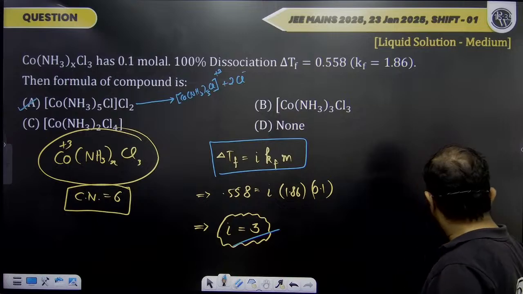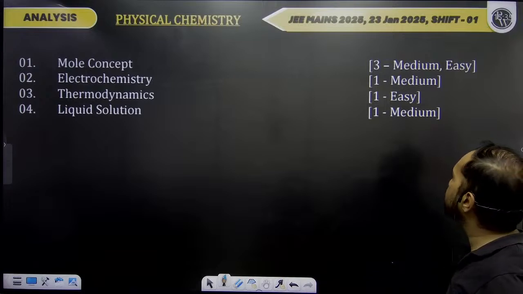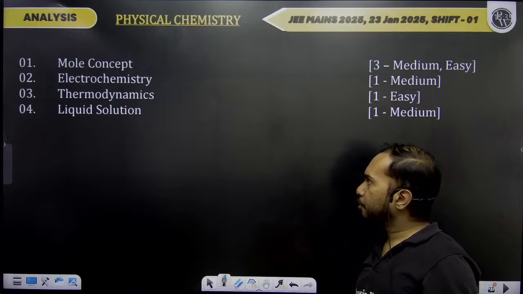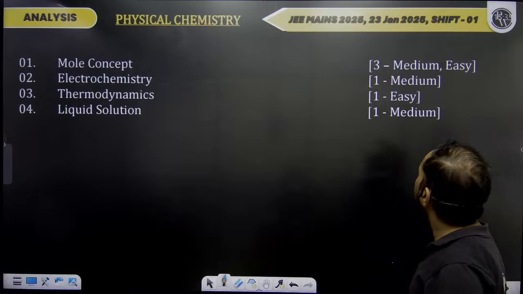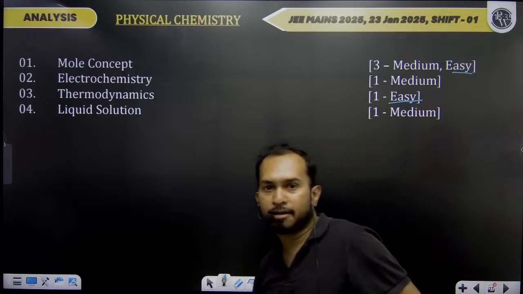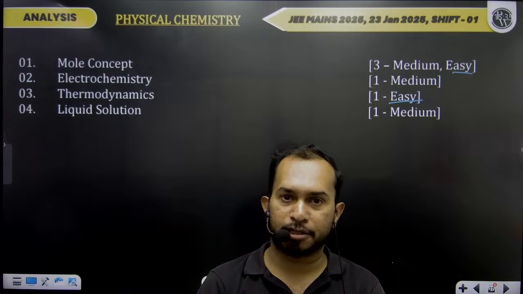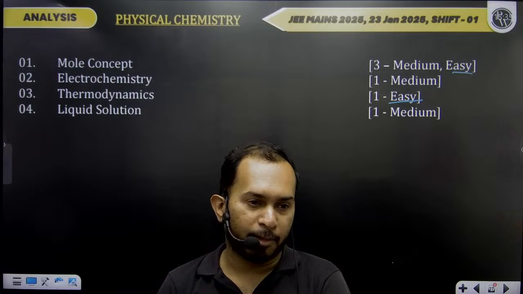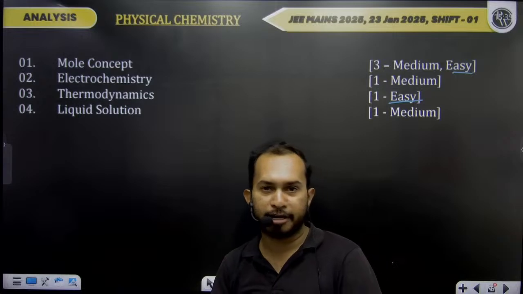Talking about physical chemistry, you can see one question we have done from mole concept. The second question was from electrochemistry, then thermodynamics, then the liquid solutions chapter, right? So 2 of them you can classify as easy and the other 2 as medium. Looking at all these 3 shifts, yesterday's 2 shifts and this morning's shift, the chemistry paper is easy. Maths, I would say a bit lengthy. Physics was also easy to moderate level, right?